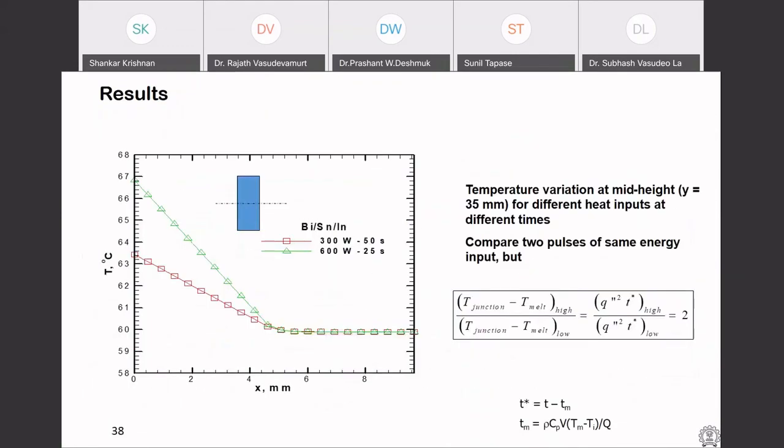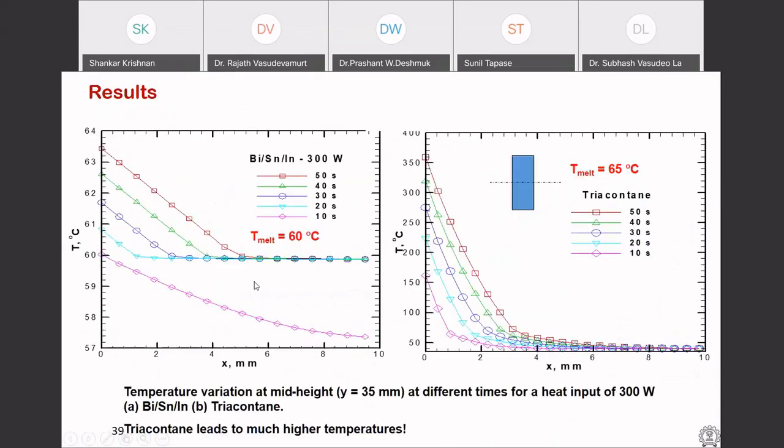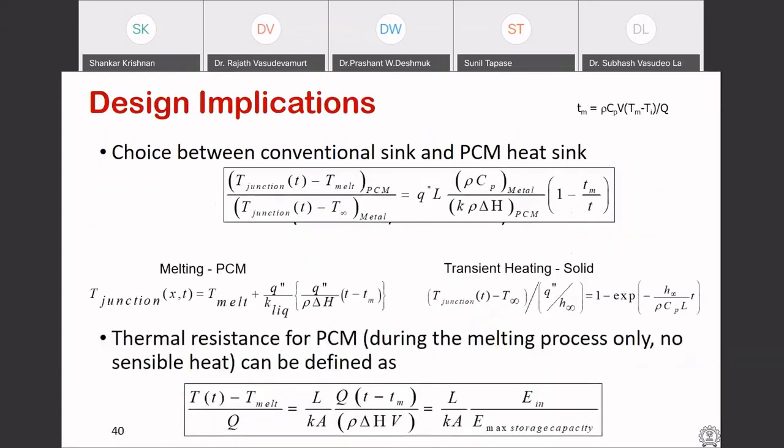And you can compare the two pulses and so on. I will skip these details so that I can get to the next application.